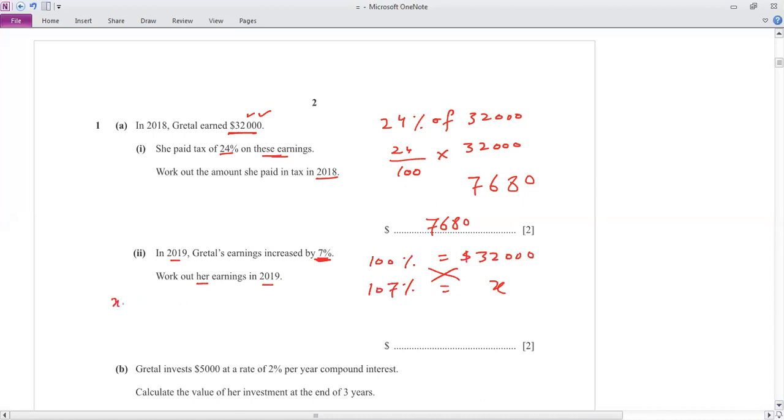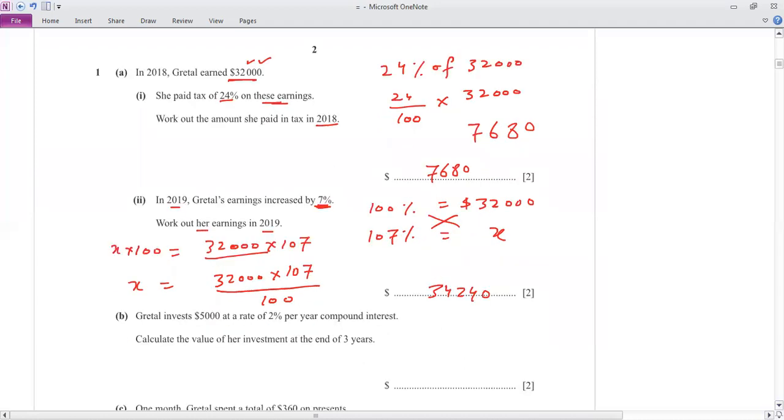So it is going to be x times 100 equals 32,000 multiplied by 107. Then what will be x? x will be 32,000 multiplied by 107 divided by 100. So if I calculate it, it will be 1000 times 107 divided by 100. So her new earning in 2019 will be $34,240.